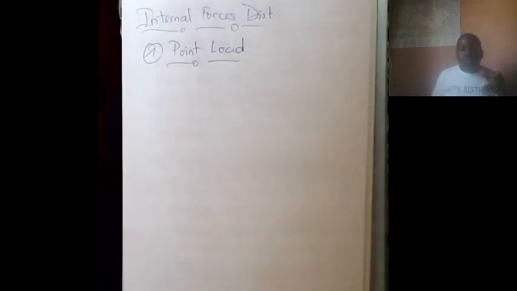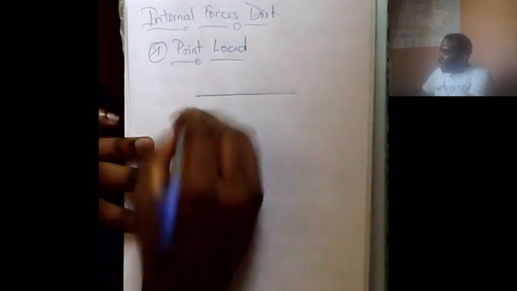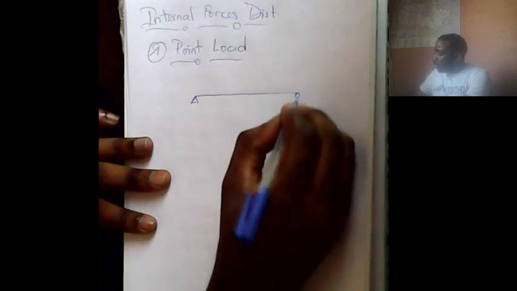So what we need to do is to generalize. Okay, we know that a point load is located somewhere in the beam. So we have a beam. This is our beam. The beam is simply supported according to our assumption.